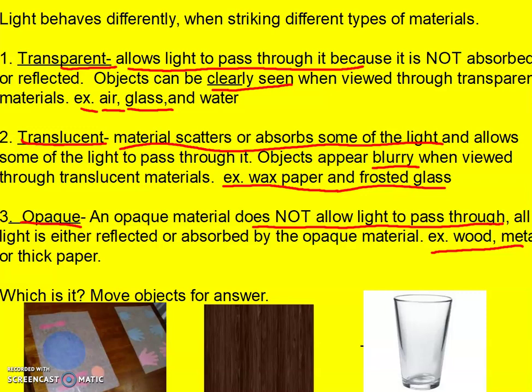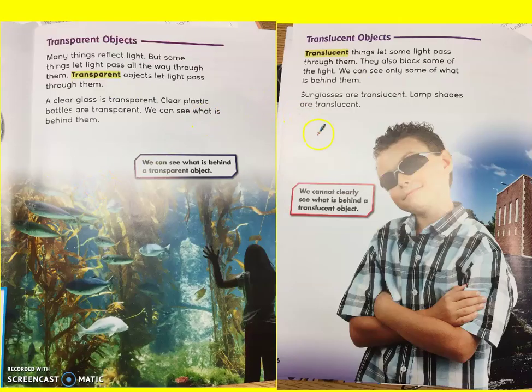Now I'm going to review those 3 types of materials. Transparent objects. Many things reflect light, but some things let light pass all the way through them. Transparent objects let light pass through them. A clear glass is transparent. Clear plastic bottles are transparent. We can see what is behind them. We can see what is behind a transparent object, like in this aquarium. You can see the fish through the glass.